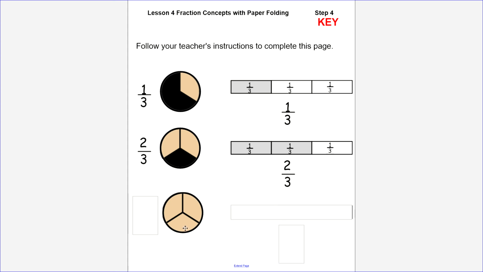Finally, look at this shape. What fraction is this unit showing? Oh yes, this is showing 3/3. There are 3 total parts in the unit and all 3 are shaded. I'm going to partition my rectangle into 3 equal-sized parts. How many of them should I shade to show 3/3? You're right. To show 3/3, I would partition it into 3 equal parts and shade all 3 of them.